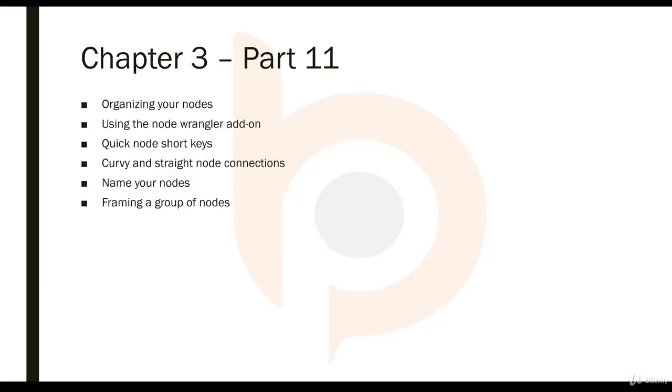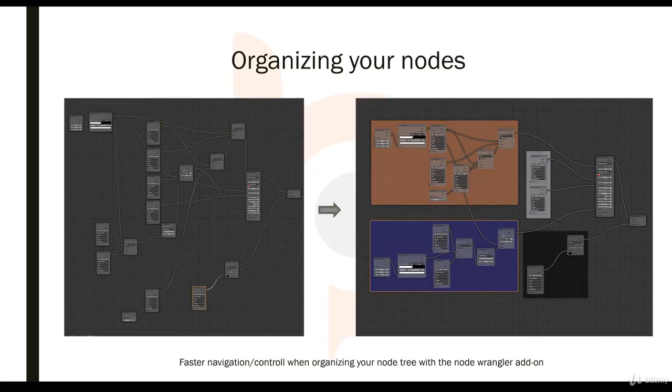So a quick overview: organizing your nodes using the Node Wrangler add-on, quick node shortkeys, curvy and straight node connection. So now we have the curvy lines, but we can change this to straight mode. Very nice if you prefer that. Name your nodes. This is all part of the organization, and framing a group of nodes in colors. So you have color frames, and how that looks, you can see in this sheet.